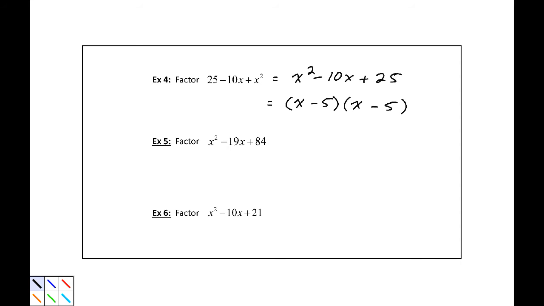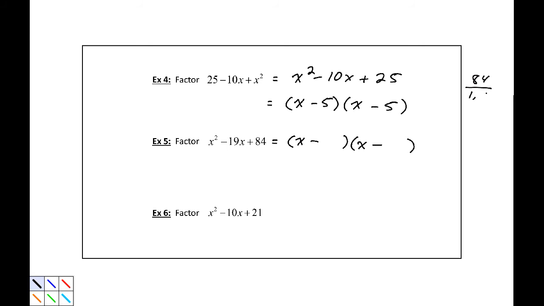Example 5, the numbers are a little bit bigger, but we have factor x squared minus 19x plus 84. So by the same logic, this one's already in standard form, and I'm going to have two binomial terms, and these two numbers that I'm going to place in here with my x's are going to multiply to be 84, but add to be negative 19. Now if you think about that for a moment, that means that these both need to be x minus something and x minus something else. So let's run down the list of factors of 84.